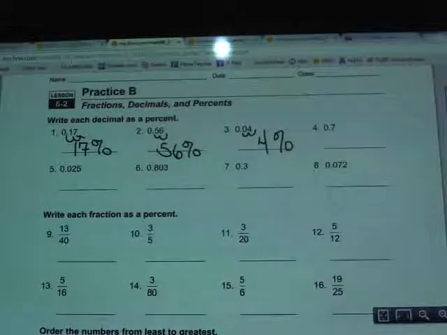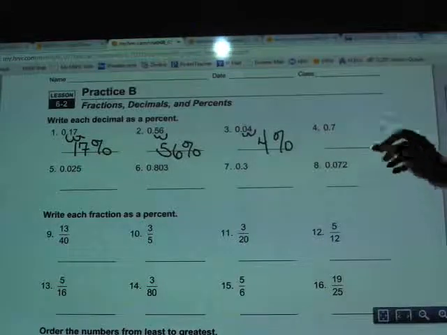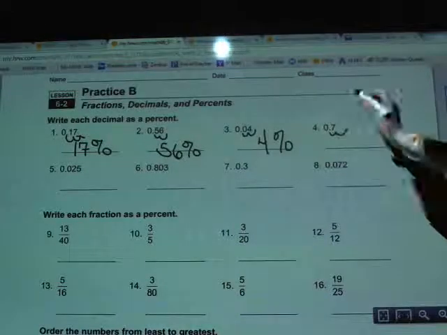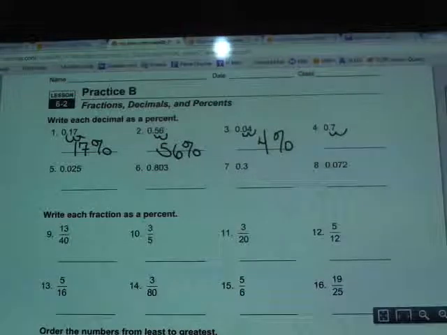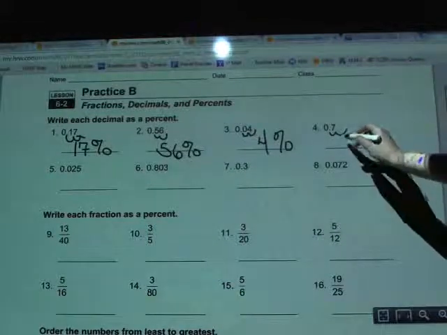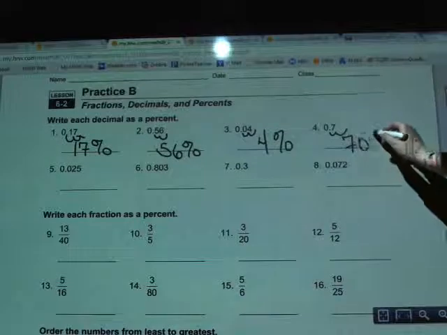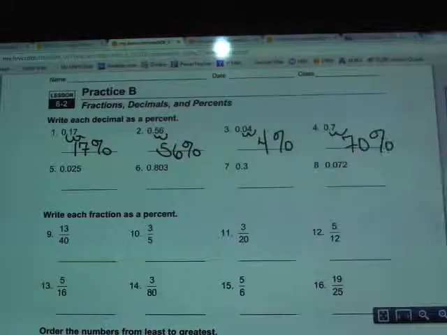Now, number 4 is where we actually have to start thinking about what's happening here, because they're doing some different things other than what we saw in 1, 2, and 3. Again, we're going to do the same thing, though. Move the decimal 2 times to the right. Now, this second jump to the right does not consist of a number. As you know by now, anytime we have an empty jump there, we always fill in with a 0. So that empty jump is going to fill in with a 0 and become 70. And then we're going to add a percent sign after it, 70%. So 0.7 is the same as 70%.